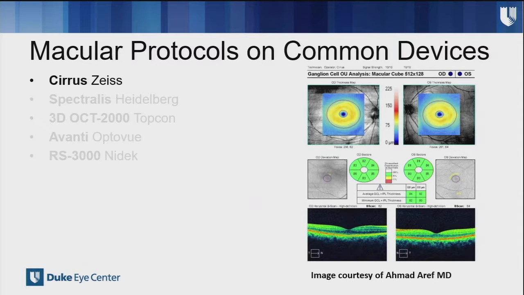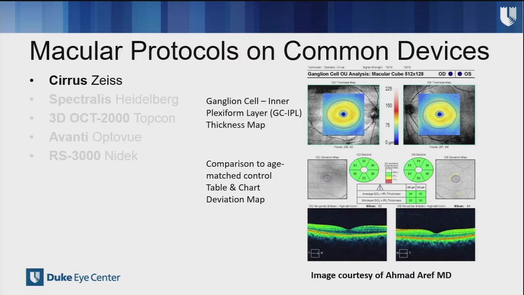The macular analysis from the Zeiss includes a thickness map of the ganglion cell and inner plexiform layers. There's also a deviation map and table comparing that thickness to an age-matched control, and the report also includes horizontal macular OCT scans of each eye.